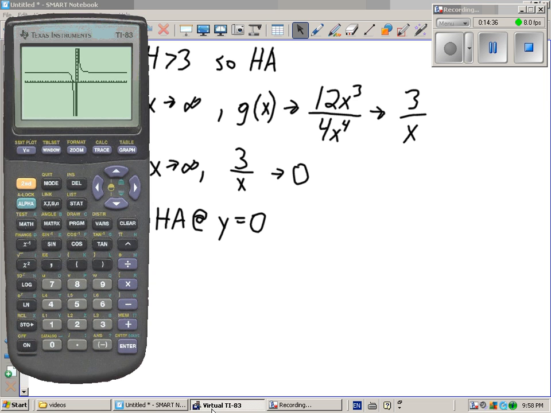Let's test it out. I'm going to go for the same function that I just did, 12x cubed plus 24. All I'm going to do is trade out this 4x cubed for a 4x to the 4th. So I'm just going to make that a 4. And I'm going to graph it. And lo and behold, there is my horizontal asymptote right there on the x-axis. You can see the graph rapidly approaches the x-axis there.